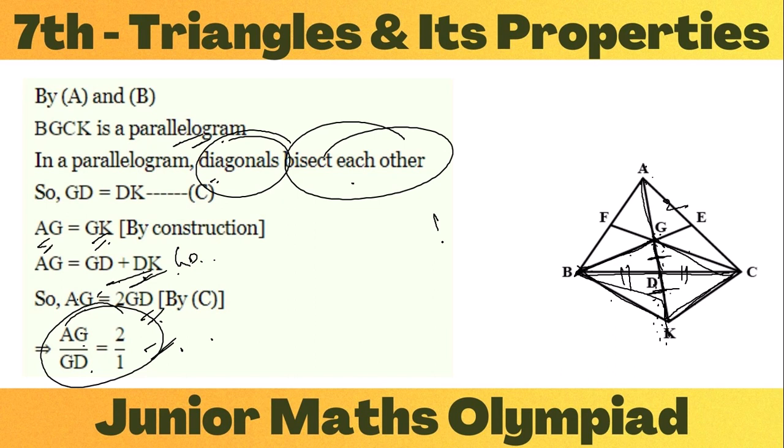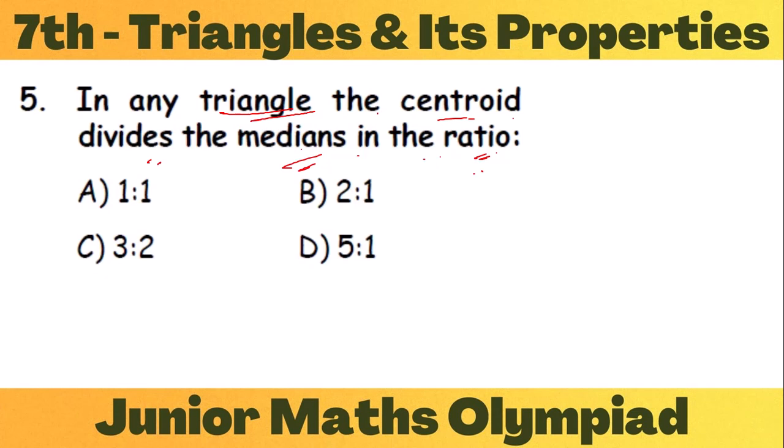Means the median AD, or the median line, the centroid G is dividing the median into 2:1 ratio. Because AG we are getting 2, GD we are getting 1. So the centroid divides the median into 2:1 ratio. Not only this median also. From the vertex 2 parts, from the centroid 1 part. In that way, it divides in 2:1 ratio. So the answer is 2:1. So option B is correct.